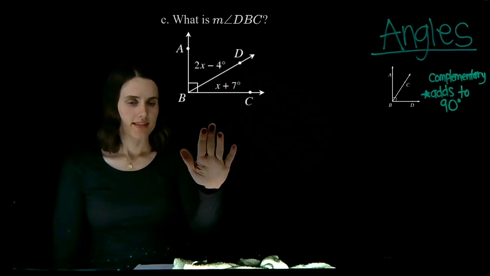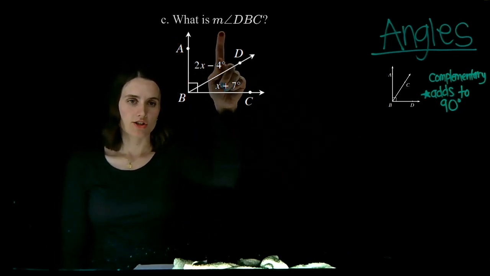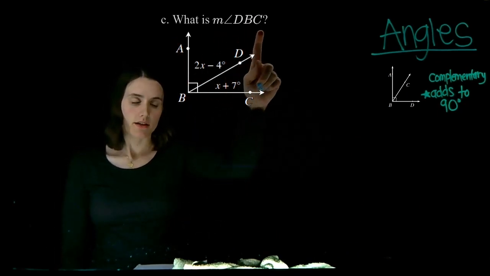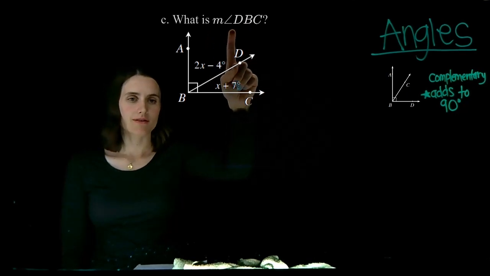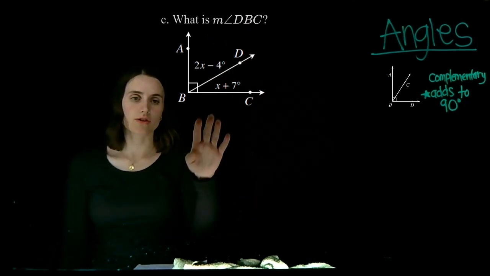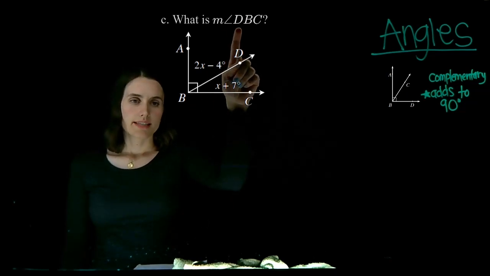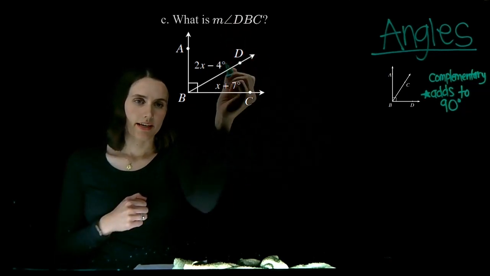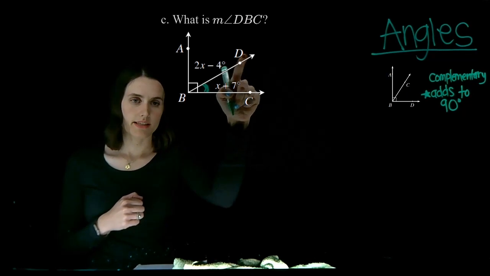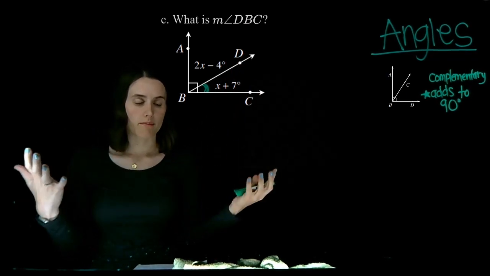Let's take a look at this example right here. It says, what is the measure of angle DBC? So when you have an M in front of this angle sign, it just means measure. So we are actually talking about specific angle measurements here. If we look for angle DBC, DBC is this angle right here. So we want to figure out what the measure of that angle is.